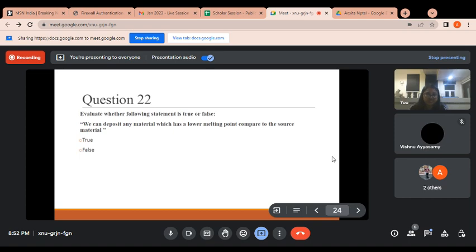Yes. Why? Ma'am, because if the melting point of the source is less than the material, the source will get melted first. So yes, the source will melt, and the evaporation we want will not happen properly. So the source material will deposit onto the surface of the wafer, right? Yes, ma'am. Okay.